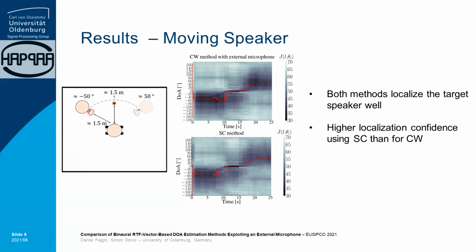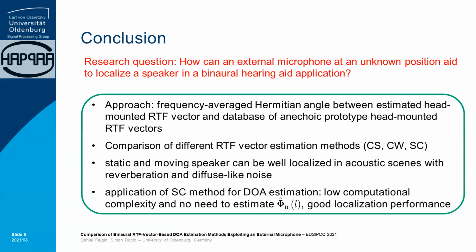So with all these findings, I would like to conclude this presentation, and I want to wrap up. It is well known that hearing impairment not only compromises speech communication, but also the localization ability. And to alleviate this localization deficiency, we proposed for the binaural hearing aid context a single source DOA estimation algorithm. And we also investigated how an external microphone can aid to localize a speaker in adverse acoustic conditions. We introduced the frequency averaged emission angle as a cost function for single source DOA estimation. We compared different RTF vector estimation methods in terms of their localization accuracy. And we also analyzed how exploiting the external microphone changes the RTF estimation and thus also the resulting DOA estimation accuracy.